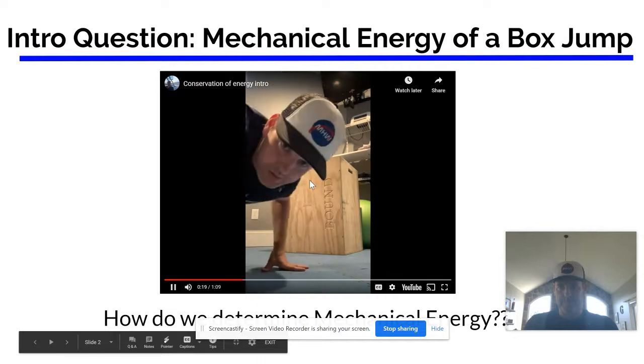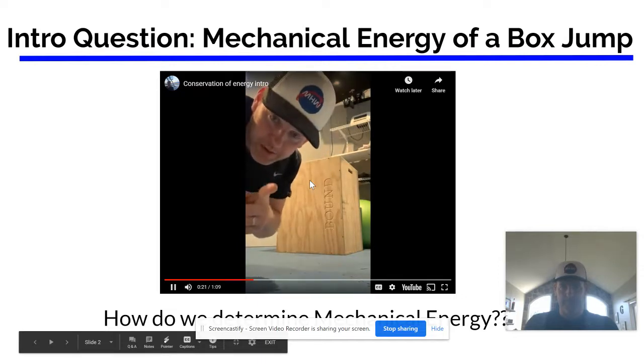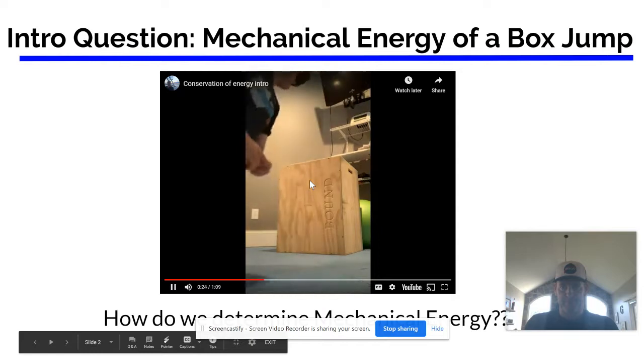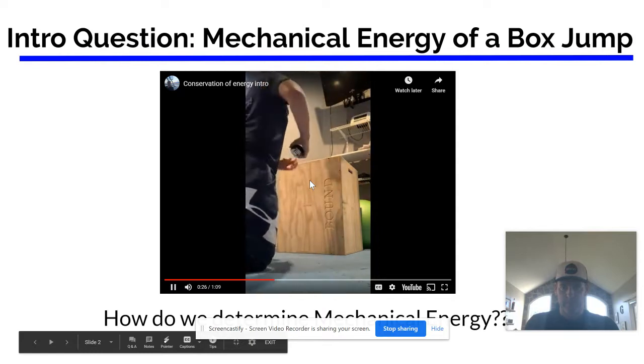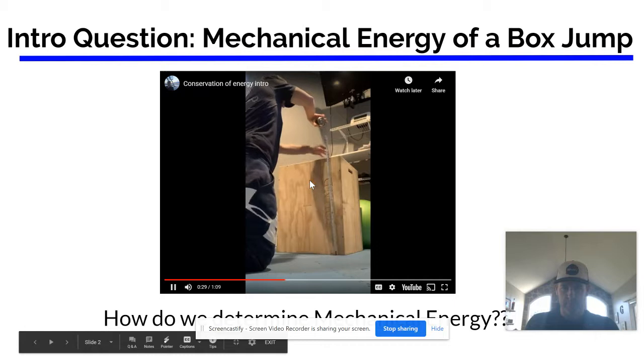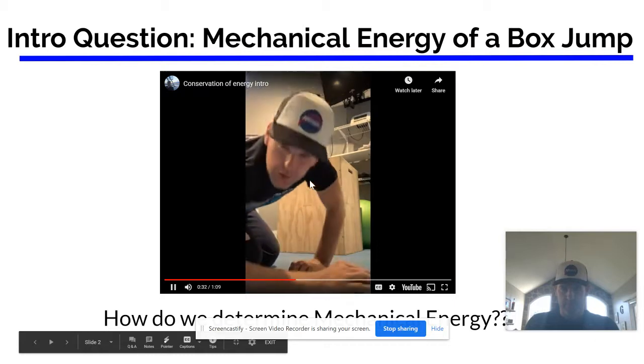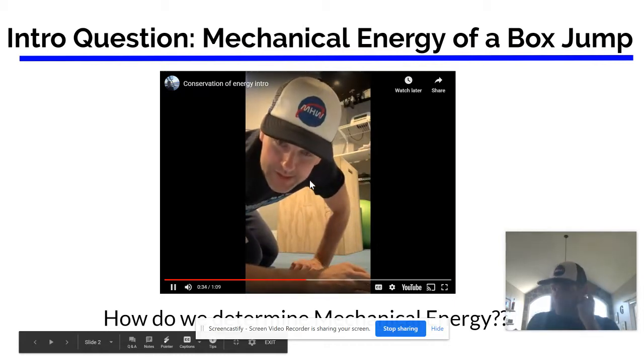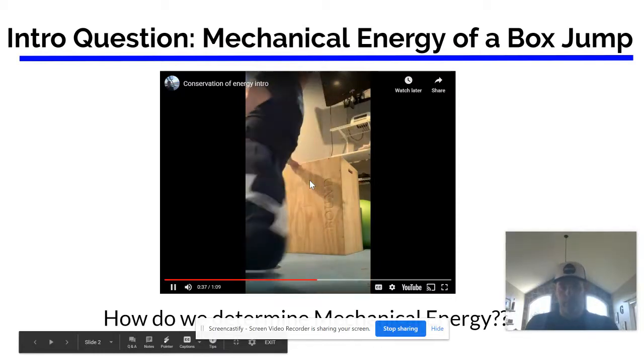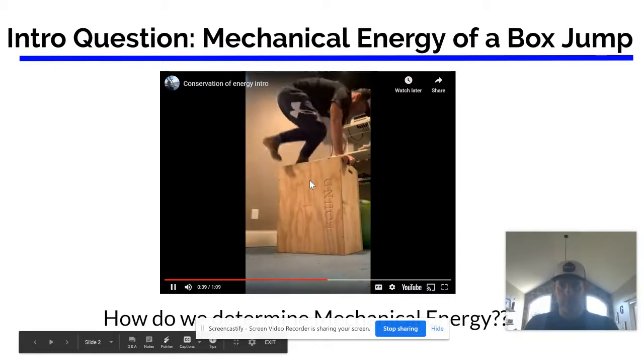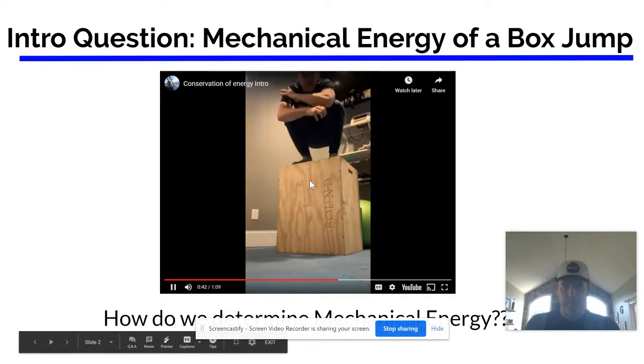So here's a box for box jumps. I'm about 80 kilograms. This box is 30 inches. I already did the math. That's 0.76 meters. So up on the box, we can think about what my potential energy is, which is 80 kilograms, my mass, times gravity, which is 9.8 meters per second squared, times the height, 0.76 meters.